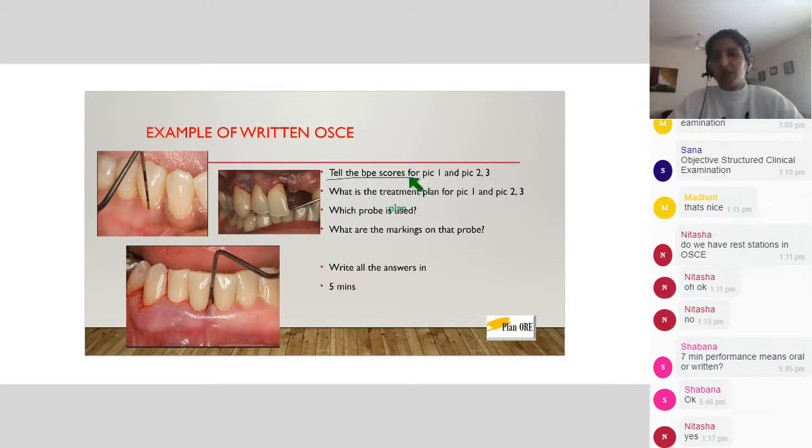Like here, it says you have to tell us the BPE scores for pic 1, 2, and 3, right? So you will look at these pictures, you will tell their BPE scores. Then your question is what is the treatment plan? You'll be writing the treatment plan for all of them. Which probe is used? You will write the name of the probe, which is a CPITN probe. All of you know this probe, right? We are not going to study the theory aspect of this because the class is not intended for that. You will write about the probe, and what are the markings on the probe? So you will describe the two black bands of the probe.